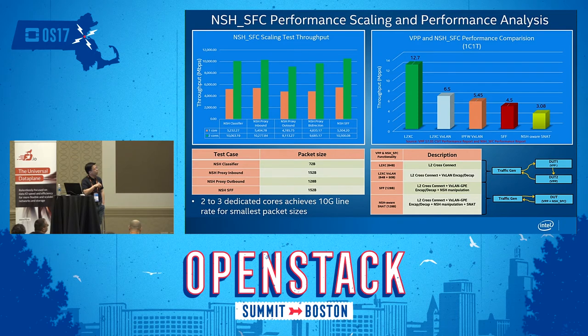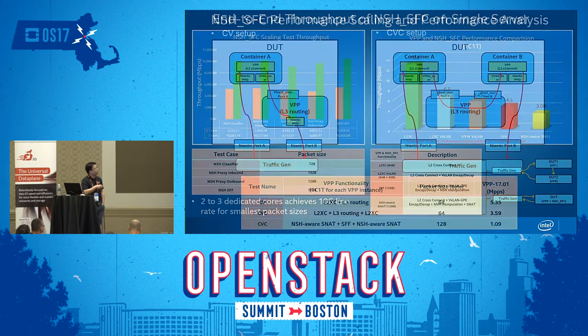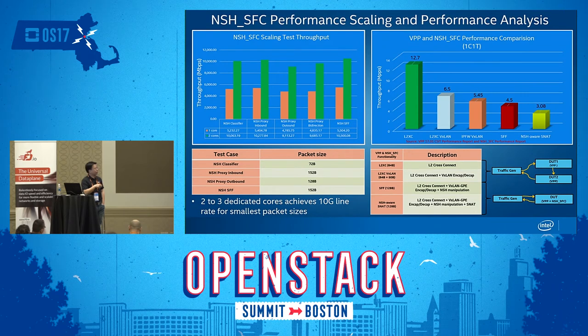And we also tried to co-locate the service function forwarder, so NSH SFC, with the SNAT. For SNAT, it can easily achieve 10-gig line rate for small, 64-byte packets. But adding those functionalities here, the encap solution and decap solution, actually drops the performance to 3 million packets per second. Okay. So this is not an apples-to-apples comparison, as you can see, with different packet sizes and maybe different tunneling protocols.